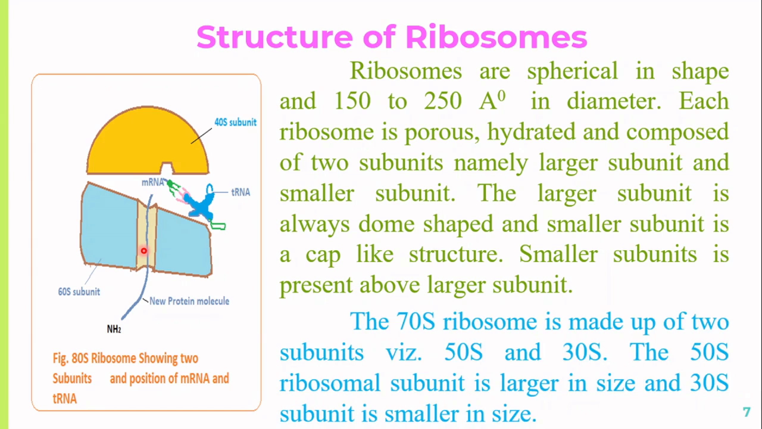The 70S ribosome is made up of two subunits, 50S and 30S. So the 70S ribosome contains two subunits. First is the larger 50S subunit and second is the 30S subunit, which is the smaller subunit.